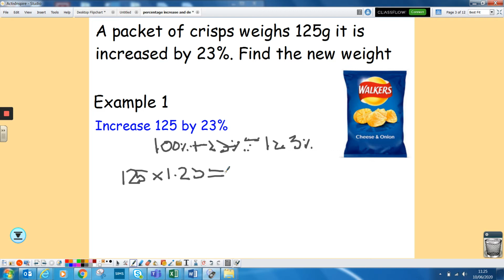So on a calculator, you do 125 times 1.23, and you get 153.75 grams. Sorry, my pen's going a bit funny there. Again, you don't need to do anything, no adding, no taking off. It's just add your percentage on and multiply. Hopefully my pen will look a bit better on this next example.